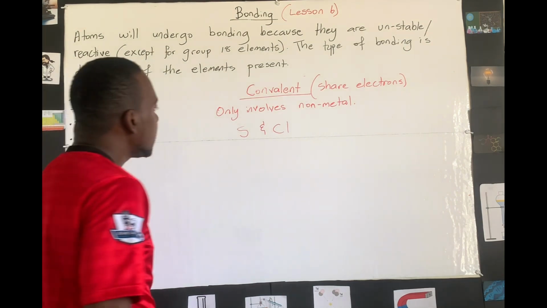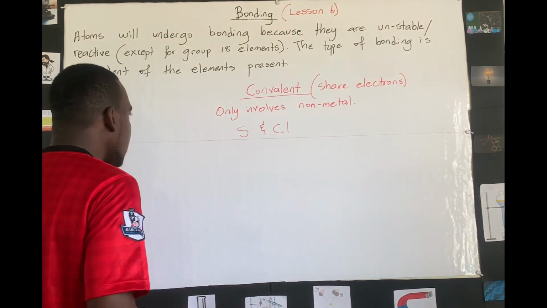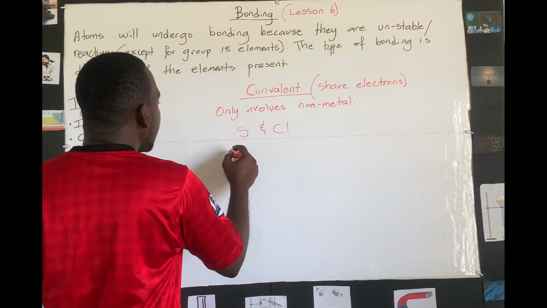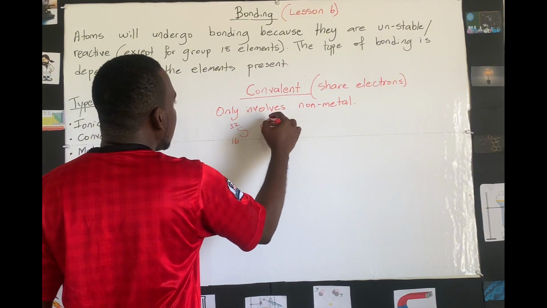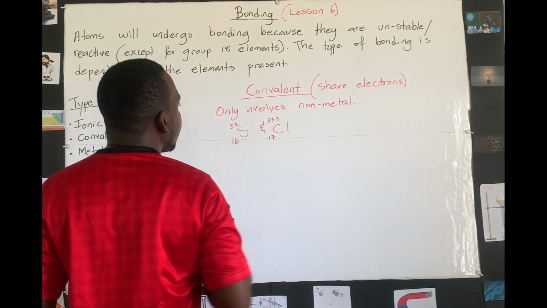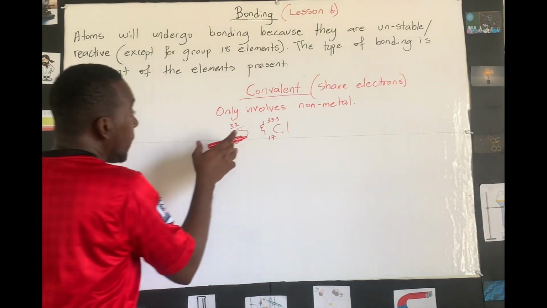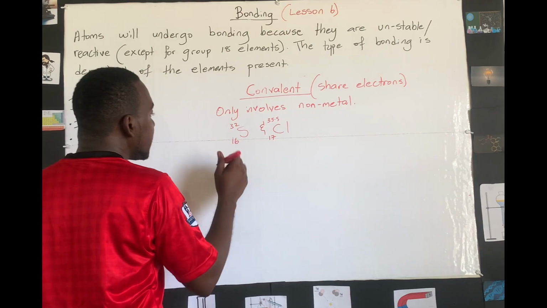Now we're going to start an example with sulfur and chlorine. So the first thing to identify with sulfur and chlorine is that sulfur is 16 and 32 in mass, chlorine is 17 and 35.5 in mass.